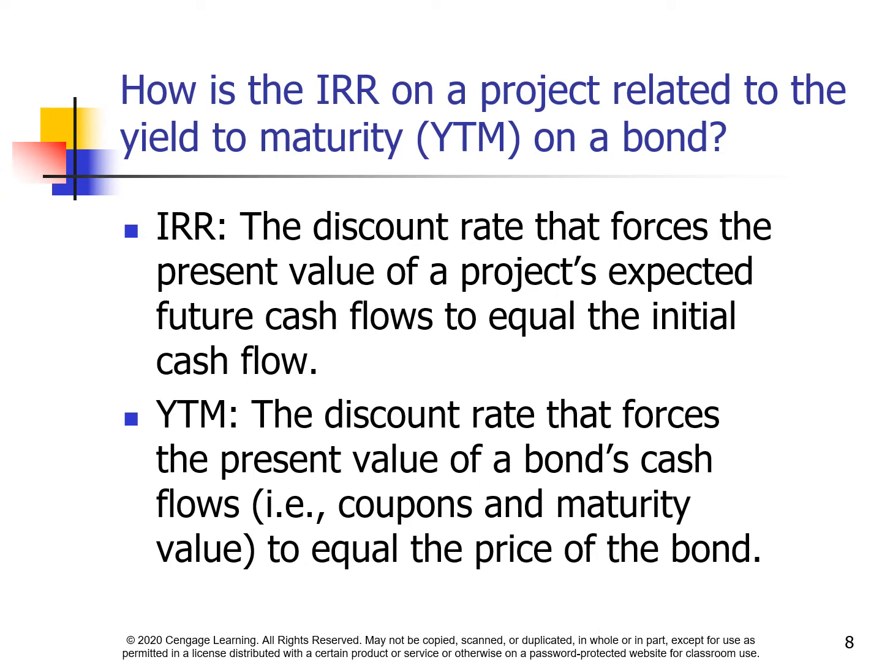How is the IRR on a project related to the yield to maturity on a bond? IRR is the discount rate that forces the present value of a project's expected future cash flows to equal the initial cash flow. Yield to maturity is the discount rate that forces the present value of a bond's cash flows, for example, coupons and maturity value, to equal the price of the bond.